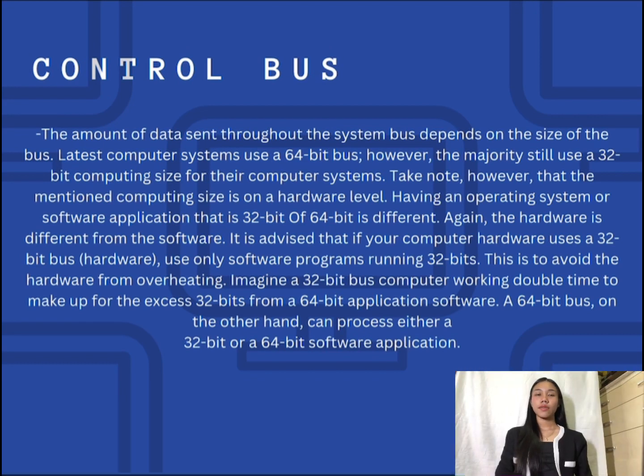It explains how the amount of data transmitted through the system bus depends on its size. Modern computer systems typically use a 64-bit bus, while many still utilize a 32-bit bus. It is important to note that the computing size mentioned refers to the hardware level, not the software level.